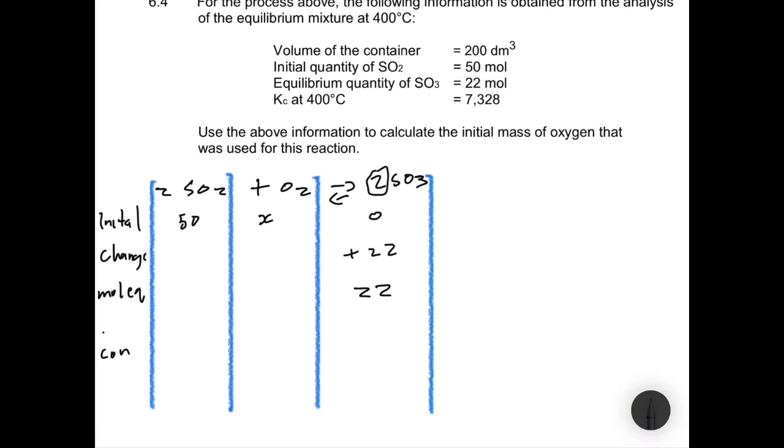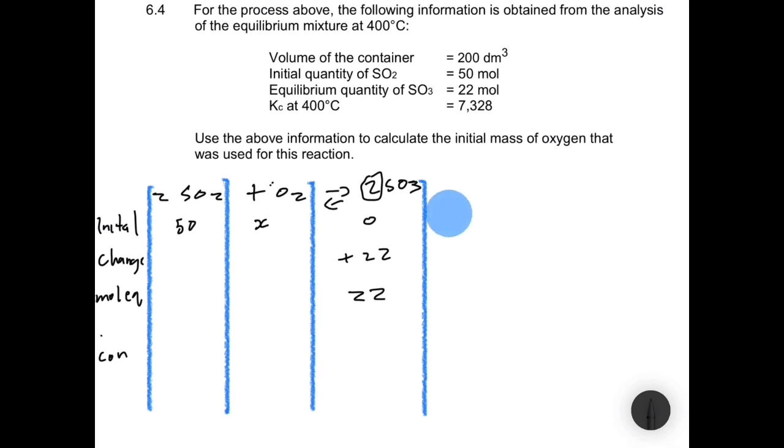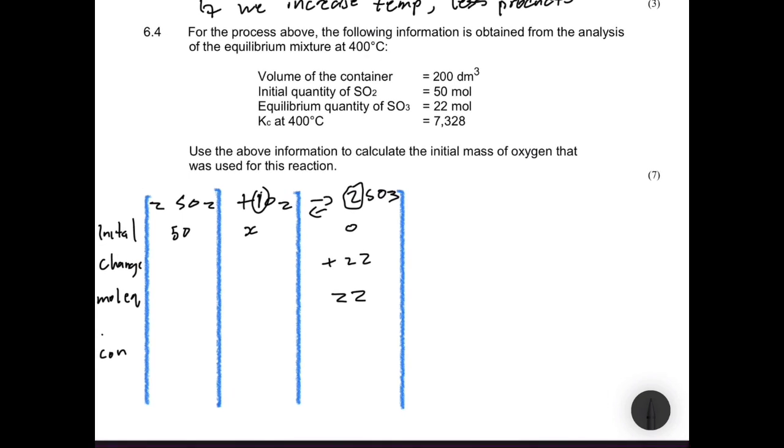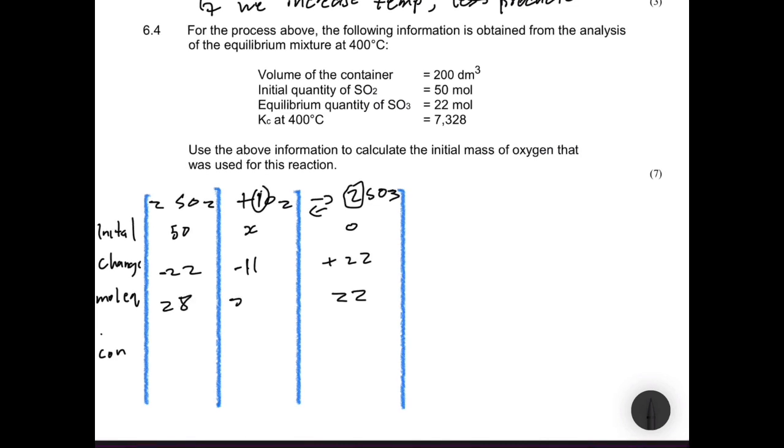The balancing coefficient here is 2 and here it's 1, right? We usually don't write it, but we know there's a 1 here. So we're basically dividing 22 by 2, which will give us 11, right? So if we were given 11 here and we're finding the number of moles of SO3, then we're gonna multiply by 2. For SO2, the balancing coefficients are the same, so we're gonna have 22 here, but we're converting the reactants to products, right? So here we're gonna have minus 11, here we're gonna have minus 22. So what is 50 minus 22? That is 28.